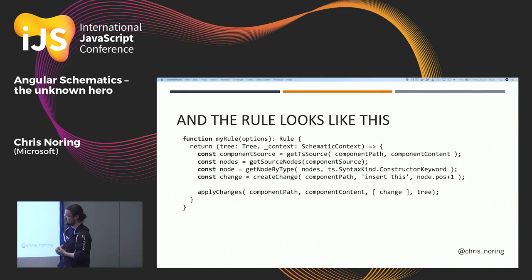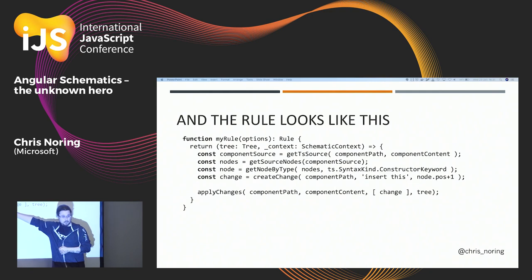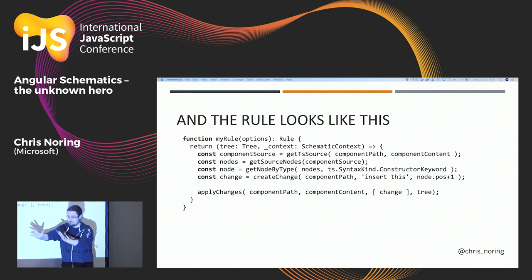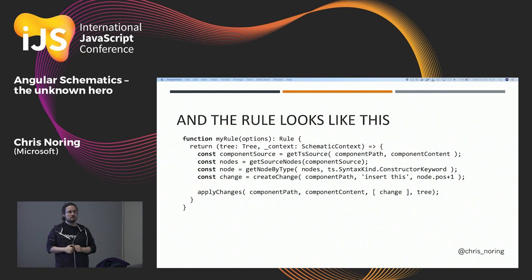And the full rule doesn't look like much, but it depends how much your schematic should do. This is just a simple change. So we call this get TS source, so we're using the TypeScript compiler. We get a bunch of nodes in the form of a node list, and we get the exact node that we're interested in, and then we define that we want to do a change. So we say, here's a path, here's what I want to insert, and I want to insert it at this specific position. Lastly, I say apply changes, and if you remember the past slide, that means getting a recorder, apply all the changes, and then commit. Sounds almost too simple, right? But as I said, finding the position is the really hard problem, or time-consuming problem.